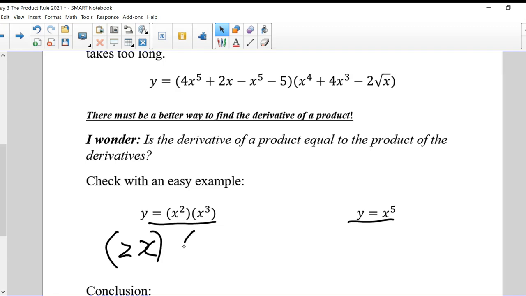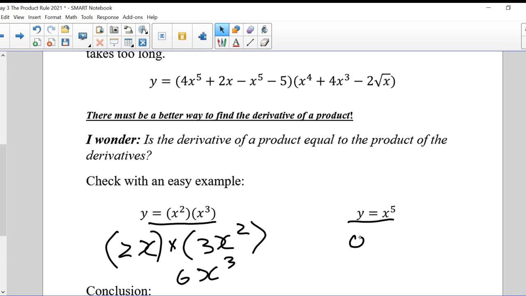And then that would be multiplied by 3x squared, right? That would be the two things together. So if I multiply these two, I would end up with what? 6x cubed. So one approach would be to say, let's take each of these two things and derive them separately and then multiply the result together. But is that the same thing as if I were to derive the equivalent x to the power of 5?